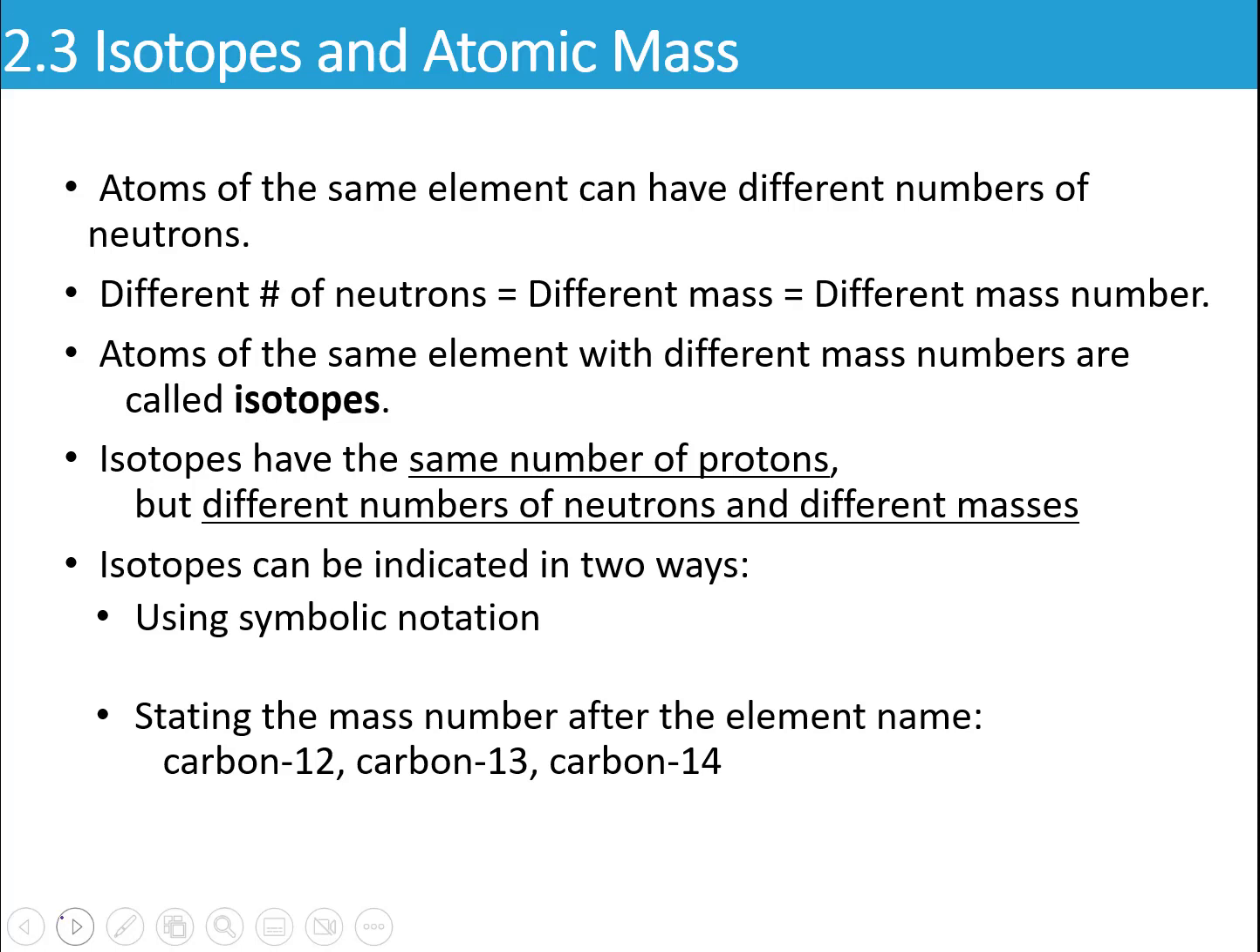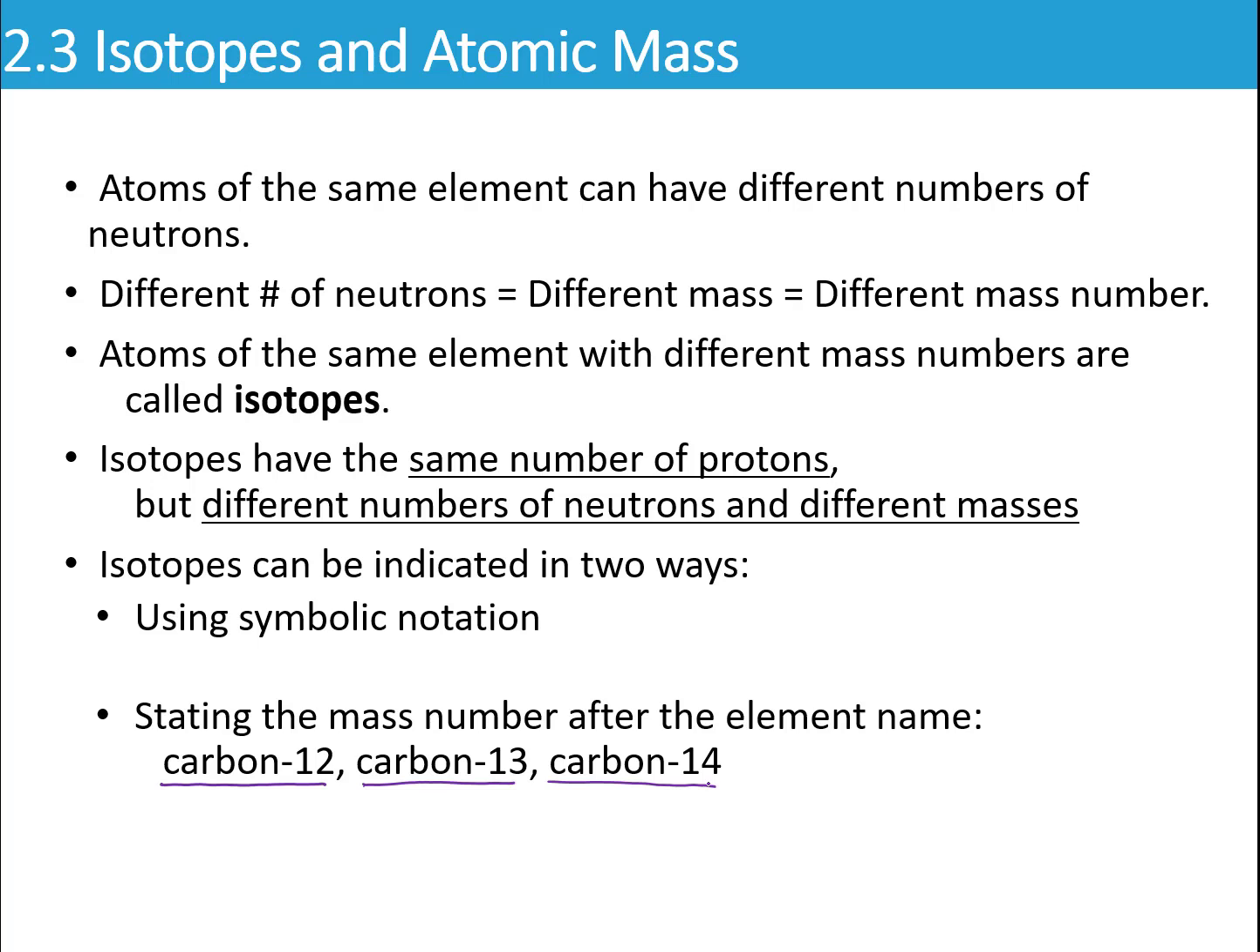So they found that there are atoms of carbon that have a mass of 12, but they also found that there's atoms of carbon that have a mass of 13, and even a very, very small number of carbon atoms that have a mass of 14. But they're all carbon.